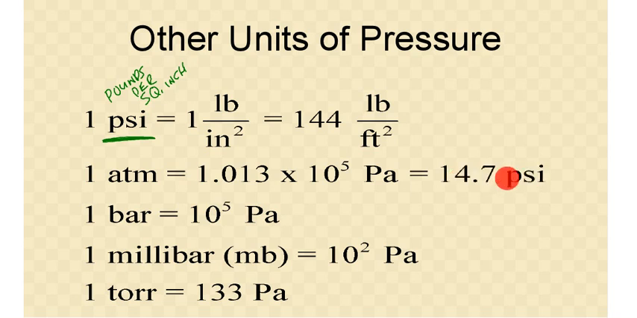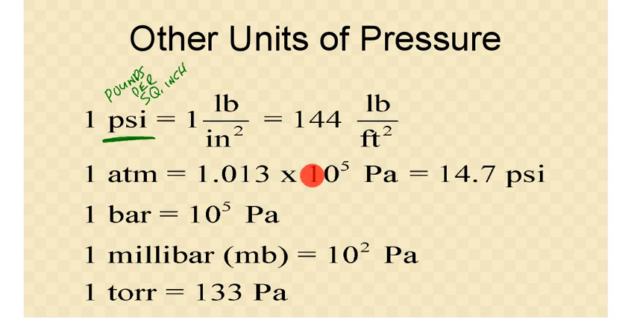I can also get back to atmospheric pressure. If I have 14.7 psi, that's what we usually record as atmospheric pressure. So the air pressure on average is something like 14.7 psi. Well, that's equal to 1.013 times 10 to the 5th Pascal. So lots of options there.